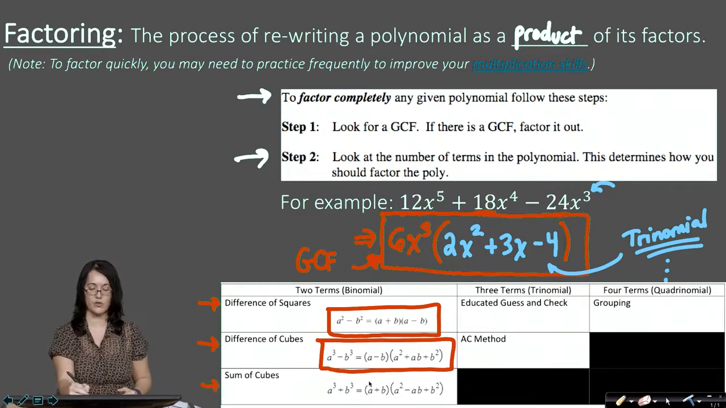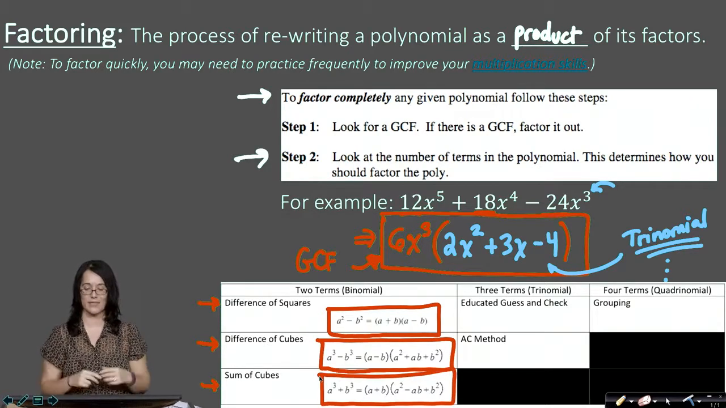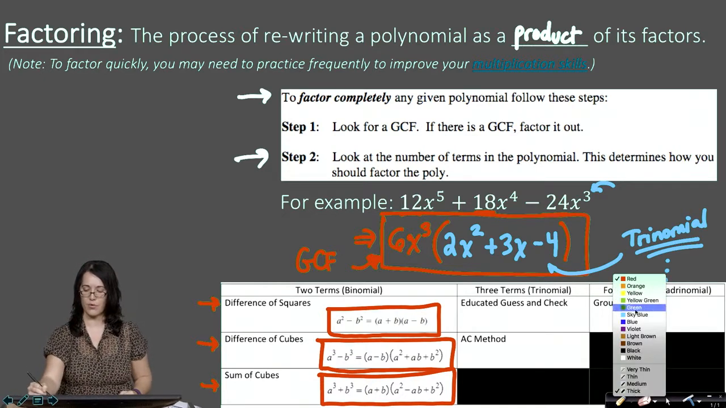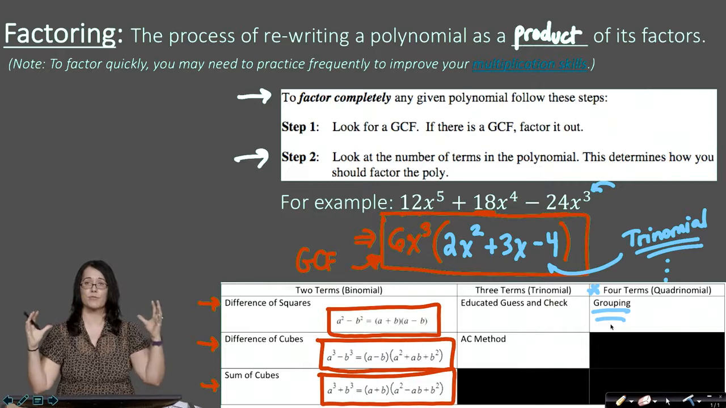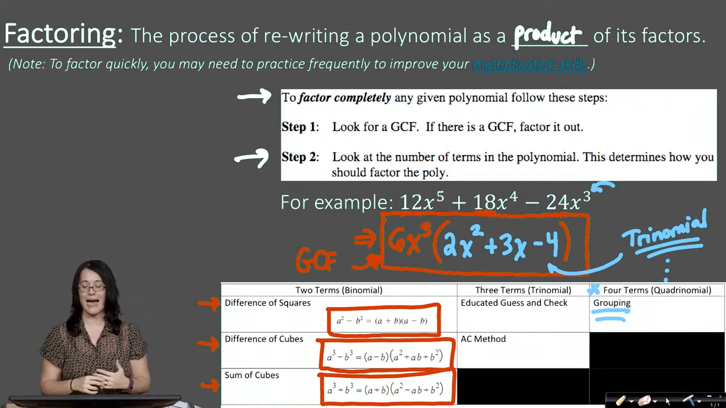So the sum of cubes works exactly the same way. You'll just notice that the sign gets switched so that the right terms cancel. But what we're going to focus on in this video will be the following. We're going to notice that if I have 4 terms, I could try factoring by grouping. So if I had 4 terms left in the parentheses instead of 3, I could try factoring by grouping. Otherwise, with the 3 terms, we're going to need other methods that we'll learn about in our next video.